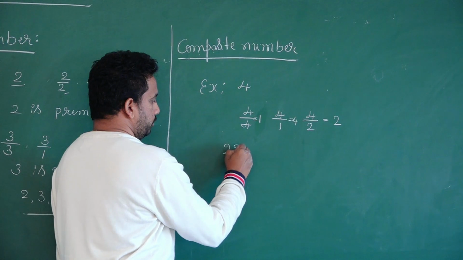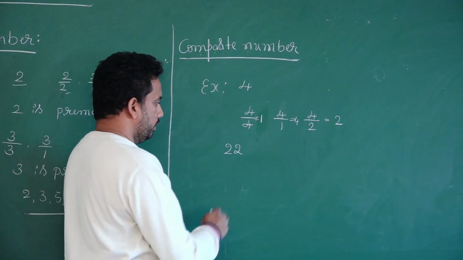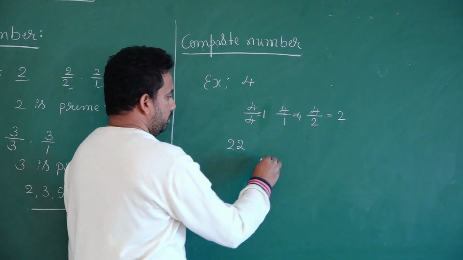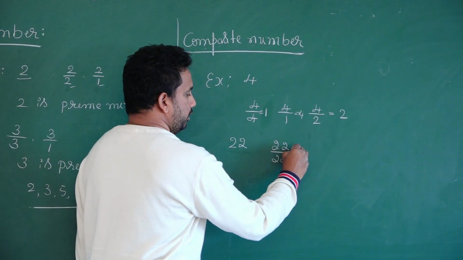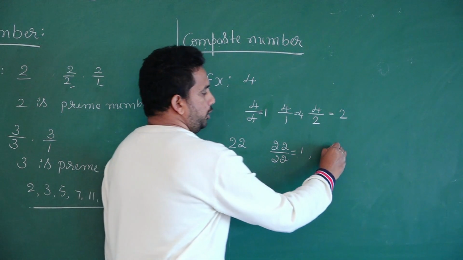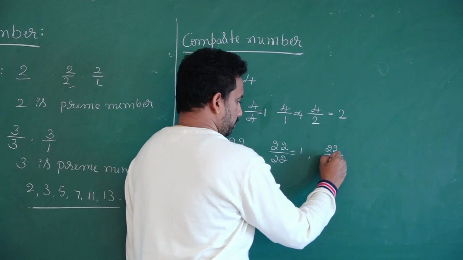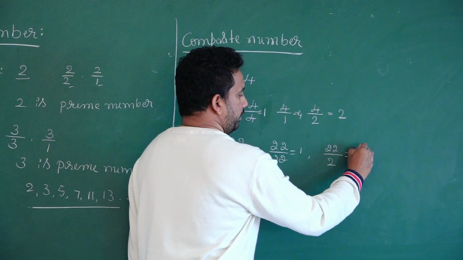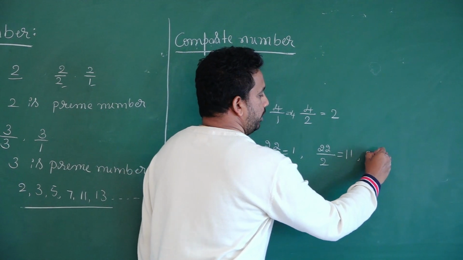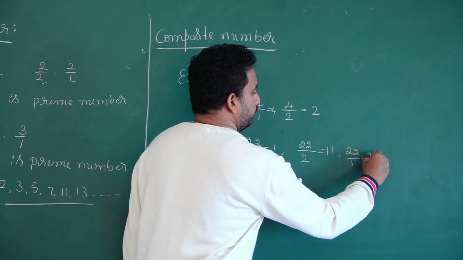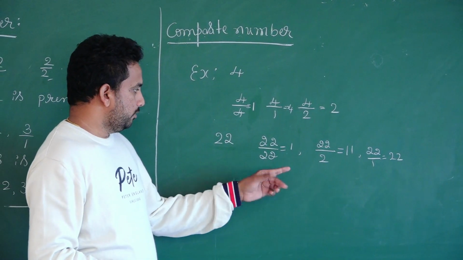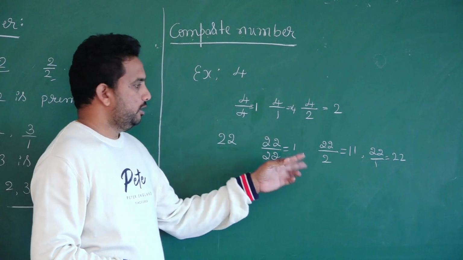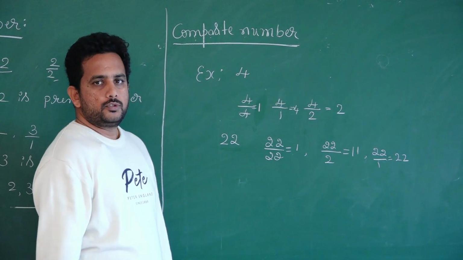We can take another example. 22 is a composite number. Why do we call 22 a composite number? 22 divided by 2 gives 11, and 22 divided by 1 gives 22. Like that, we get more than 2 factors, so 22 is called a composite number.